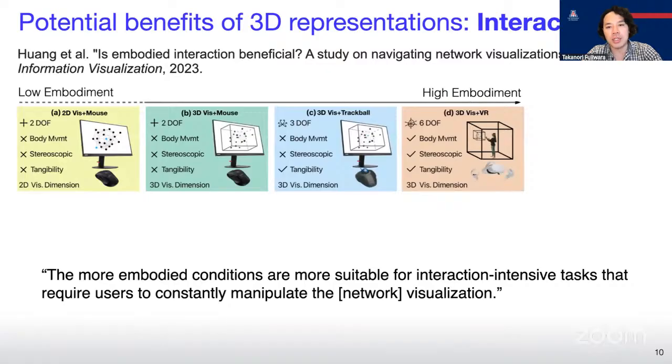And second, 3D representations have potential to provide intuitive and enjoyable interactions. For example, based on Fan et al.'s study on network visualizations, when compared with traditional flat display environments, 3D visualizations and immersive environments such as VR and AR can provide higher embodiment interactions. And in their study, because of this high embodiment, users show better task performance when analysis requires many interactions.